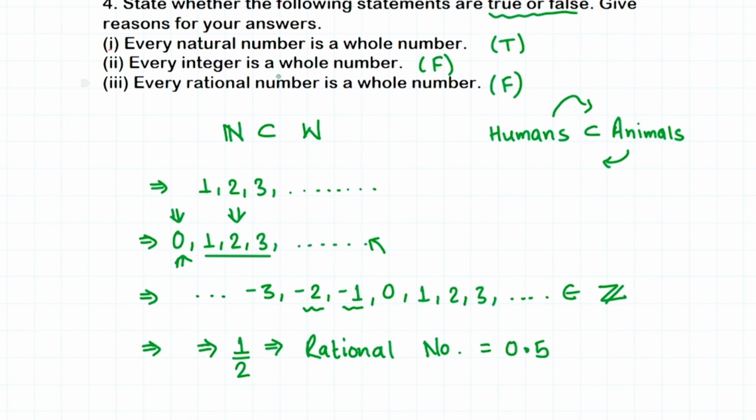So in this way, our first statement is true, every natural number is a whole number. Our second statement is false, every integer is not a whole number, negative integers are not whole numbers. And finally, our third statement is also false because all the rational numbers are not whole numbers.